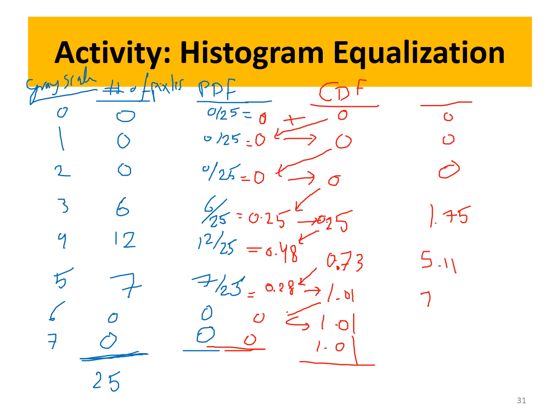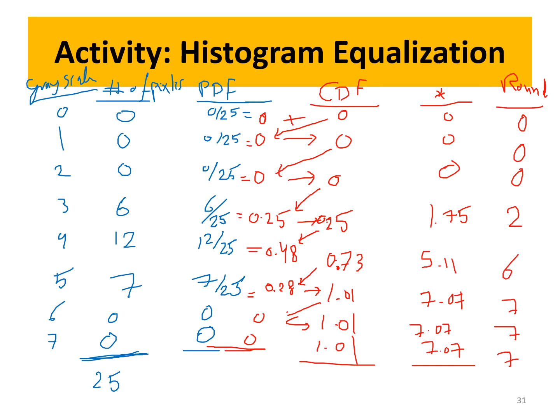And 1.01 times 7 is 7.07. That's 7.07 and 7.07. We good? That's the multiplication. Then you do approximation, you do rounding. So 0, 0, 0, that's 2, that's 6, and then 7, 7, 7. Make sense? We good? Right?